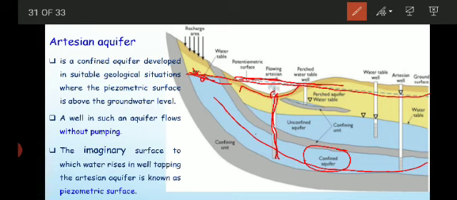So this is the artesian aquifer, which is a type of confined aquifer. Here also you can see there is one more artesian well, but it is not flowing. Why? Because this is the piezometric surface, right? And the opening of this well is above the piezometric surface, right? But here it is at the bottom, so it is just an artesian well. And here it is a flowing artesian well.